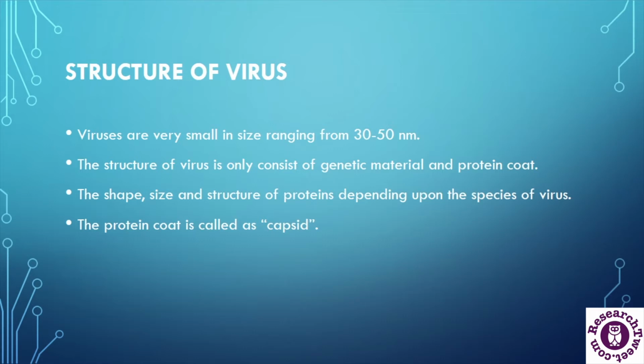And this genetic material is coated by a protective covering, and this covering is called the capsid, and also sometimes the capsule. Now the shape, size and structure of these proteins depend upon the different species of virus. So this protein covering can vary in different species of virus. And the protein associated with nucleic acid produces a nucleocapsid with the genome.